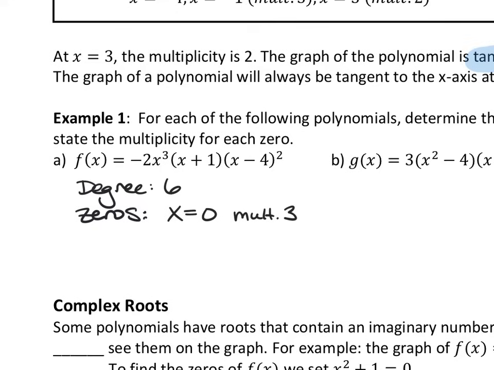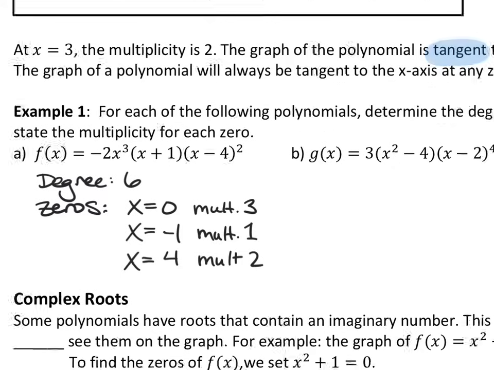What's the second 0? What's that middle parentheses going to give me as a 0? -1. It's usually implied that if you don't talk about multiplicity, you're talking about multiplicity 1, but for the sake of our notes, we're going to just write it down. What's the third 0 here? +4. What's its multiplicity? 2. So for this one, which of the zeros would be tangent, or which of the zeros would bounce? 4. Why 4 only? The multiplicity is even. Yes, the multiplicity is even.